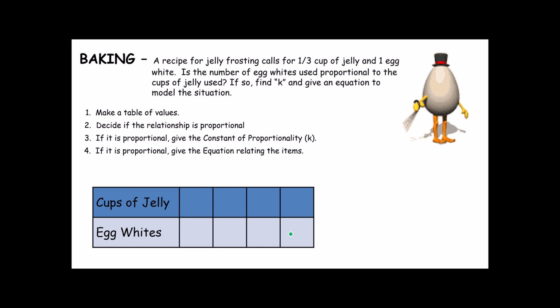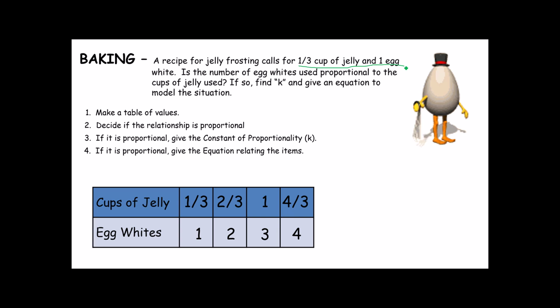So up until now, I've been giving you the table. This time you've got to fill it in yourself. So let's take a look. 1/3 cup of jelly and 1 egg white. If I put 1/3 a cup of jelly into my recipe, I know I'm going to need 1 egg white. Suppose I want to double that recipe. Now I've got 2/3 cups of jelly and 2 egg whites. If I do it again, I get 1 whole cup of jelly and 3 egg whites. And if I do it again, I get 4/3 cups of jelly and 4 egg whites.